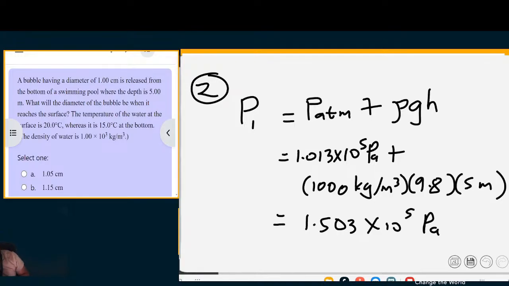Okay, 1.503 times 10 to the 5 pascals. That is the pressure at the bottom of the pool. So now we know what the pressure at the bottom of the pool is. We know what the pressure at the top of the pool is. We know what the temperature at the bottom of the pool is. And we can now calculate the volume. We know what the volume is at the bottom of the pool. We can then calculate, using the general gas law, the volume at the top of the pool, and therefore we would be able to calculate the diameter at the top of the pool.